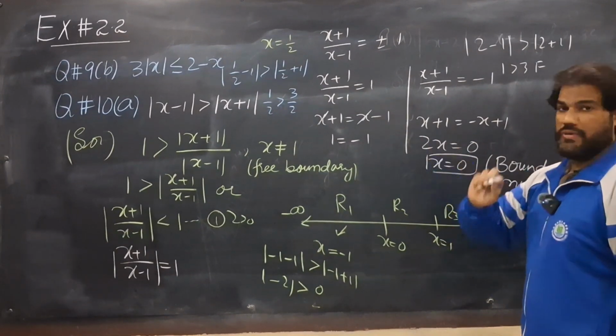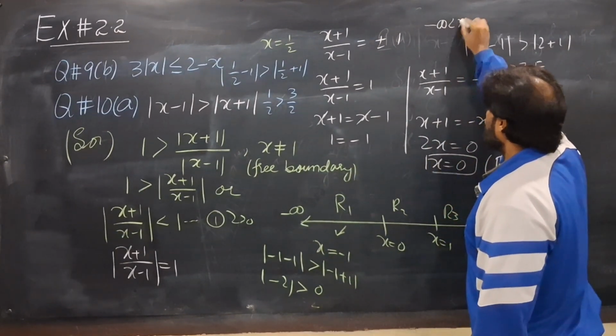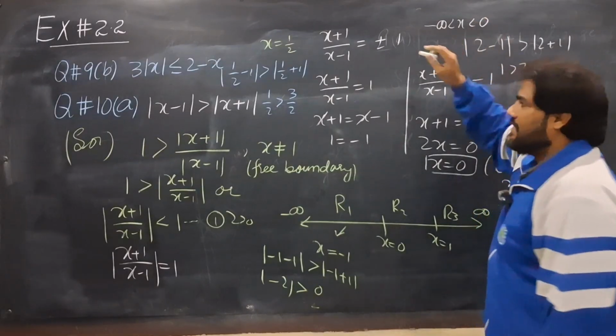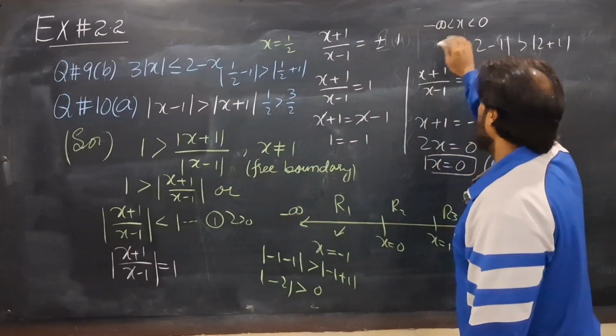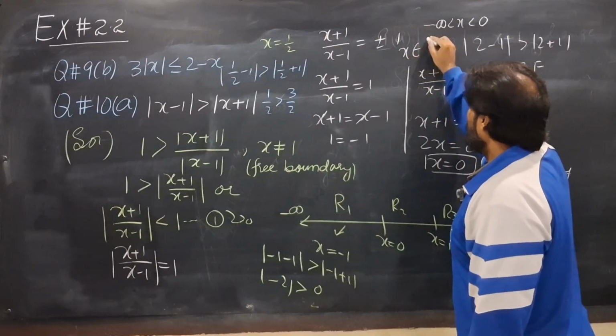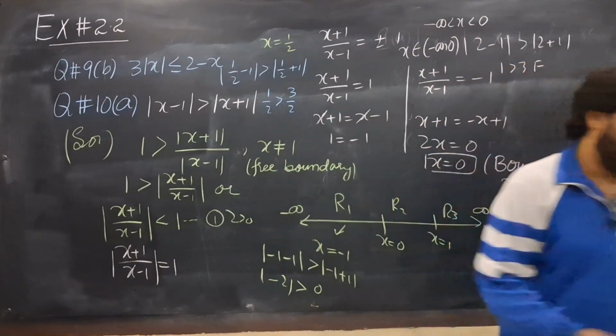So the solution of the given inequality is minus infinity less than x less than 0. As the given inequality has no equal sign, this will be an open interval. So you can write x belongs to minus infinity to 0. So this is the answer.